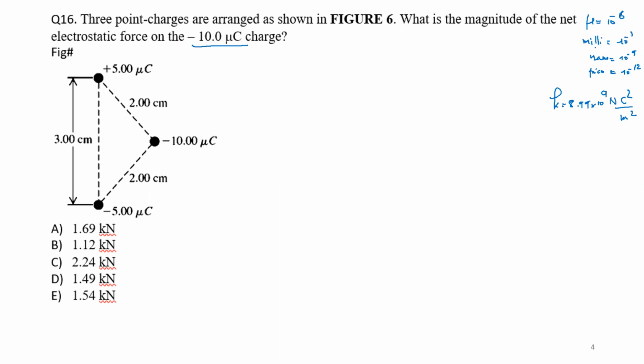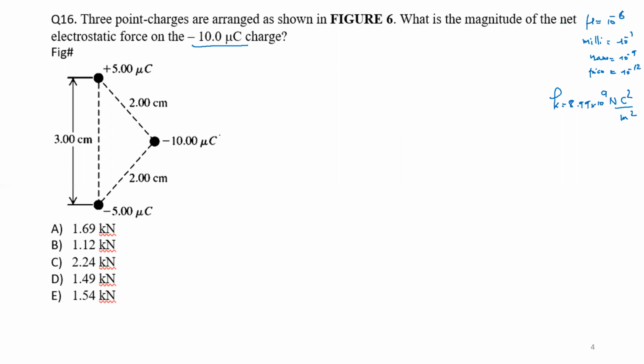Okay, so these are in your formula sheet. Kilo is 10 to the power 3. Don't make the same mistake as you did in the heat of transformation: kilojoule, don't forget the 10 to the power plus 3. Milli is 10 to the power minus 3, micro 10 to the power minus 6, nano 10 to the power minus 9, and of course, pico 10 to the power minus 12. All of them are in your formula sheet.